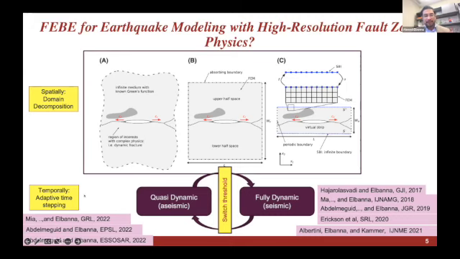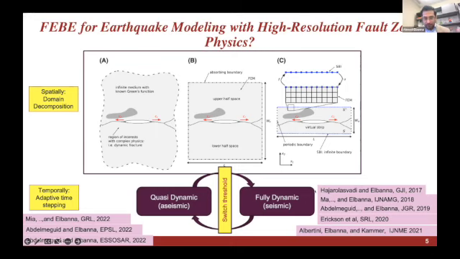Temporally, we use an adaptive time stepping technique, which cycles between quasi-dynamic approximation to simulate aseismic deformation and fully dynamic, with full inertia effect, to simulate seismic rupture. And we switch between these two techniques based on a velocity threshold.